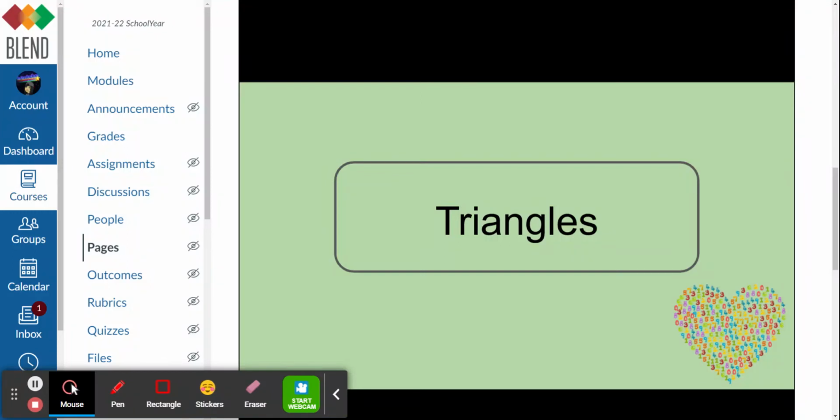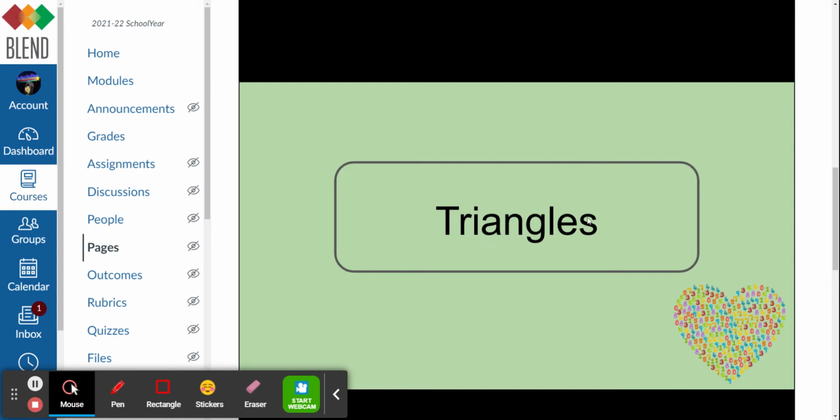Let's learn about triangles. In the word triangles is the hint of what a triangle is. Tri means three, and angles mean angles. So we have a three-angled polygon, three-sided polygon, three-angled polygon.